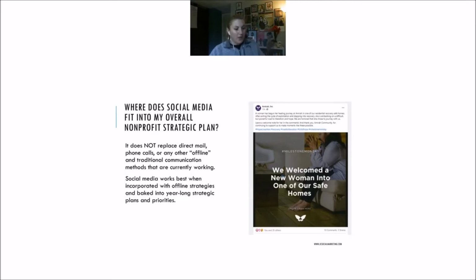And it really works best when you incorporate your offline strategies with your online strategies. Nothing can really be looked at in a complete vacuum. Everything needs to be working together sort of in synchronicity, in your fundraising, your annual plan, your strategic plan, your programmatic plan, and your annual goals for fundraising.